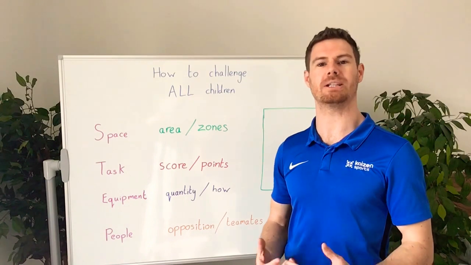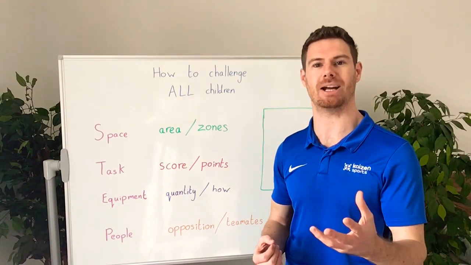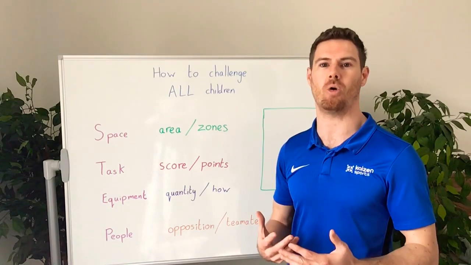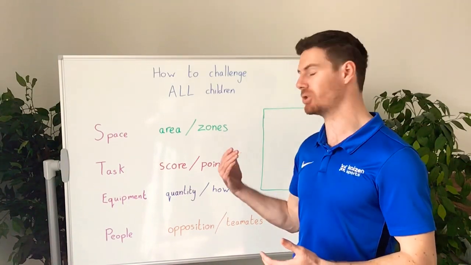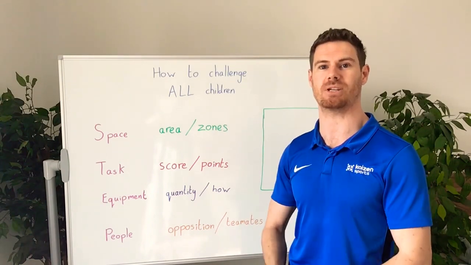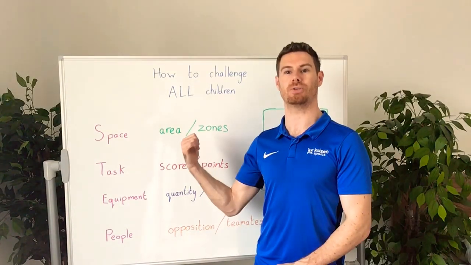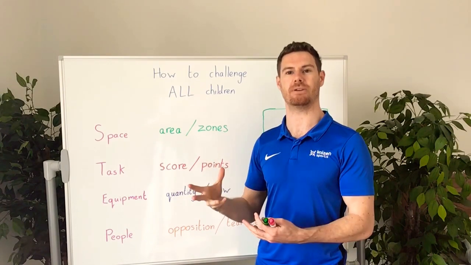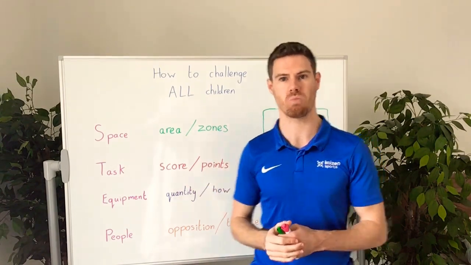So we're going to imagine that we're delivering PE this week and we have both Jack and Sophie in our group. Sophie strives ahead, Jack always struggles. So we're going to use the STEP principle today to look at how we can challenge both children within the same session. Now we're going to look at how we can use space, areas and zones to change the difficulty level for both participants.